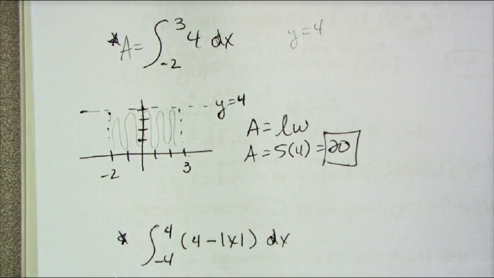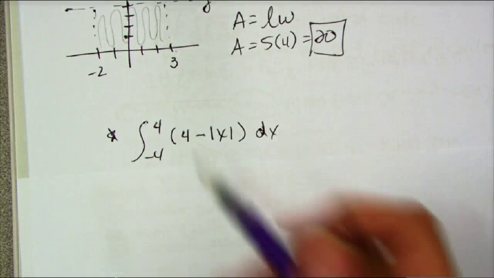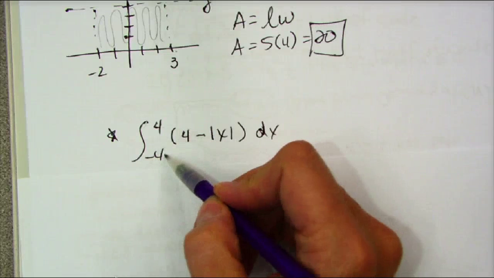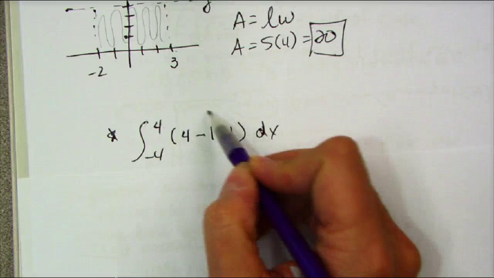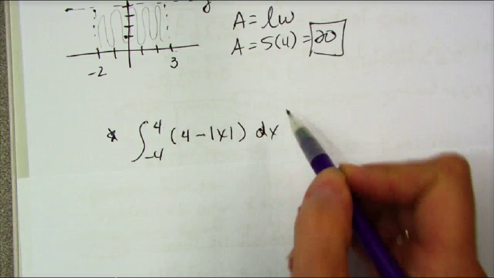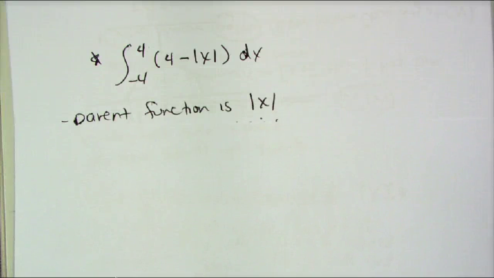Let's try another one. So again, I like double checking to make sure that this is greater than this. It is. My upper bound is 4, my lower bound is -4. Here is my function times dx. So some of you might have forgotten what this function is, so I'm going to go through it.